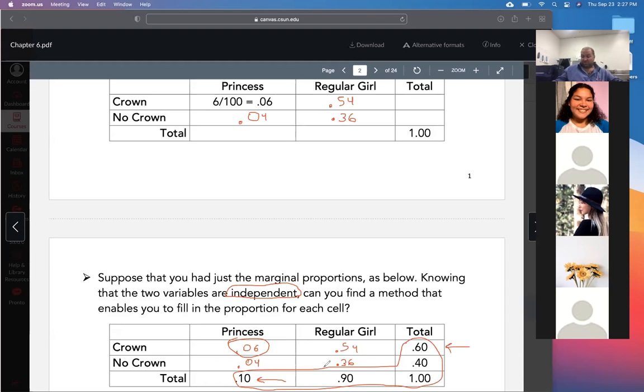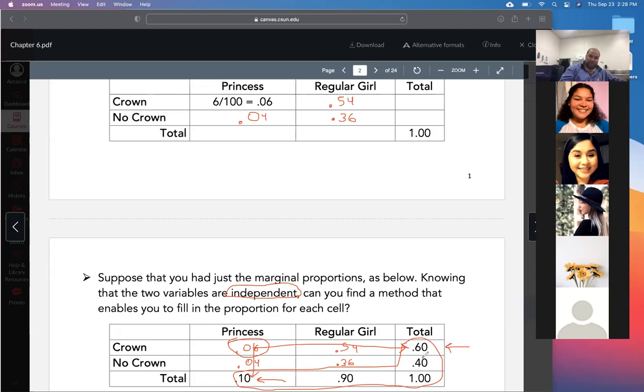Does that make sense? As a rule, to get the 0.06, what do you multiply? You go to the margin beneath it and the margin to the right of it, and you multiply those two numbers. And the same works for all of those numbers.